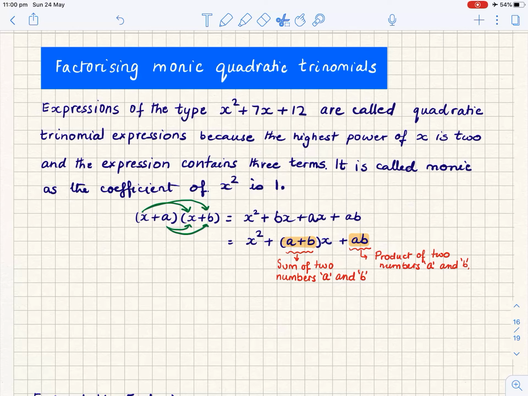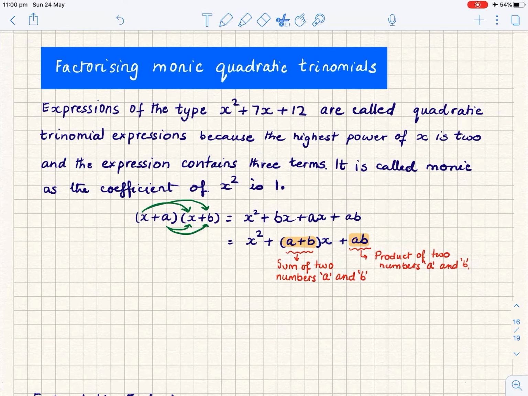In this video, we are going to look at factorizing monic quadratic trinomials. First, we need to understand what a monic quadratic trinomial is. Expressions of the type x squared plus 7x plus 12 are called quadratic trinomial expressions because the highest power of x is 2 and the expression has 3 terms. It is called monic as the coefficient of x squared is 1.